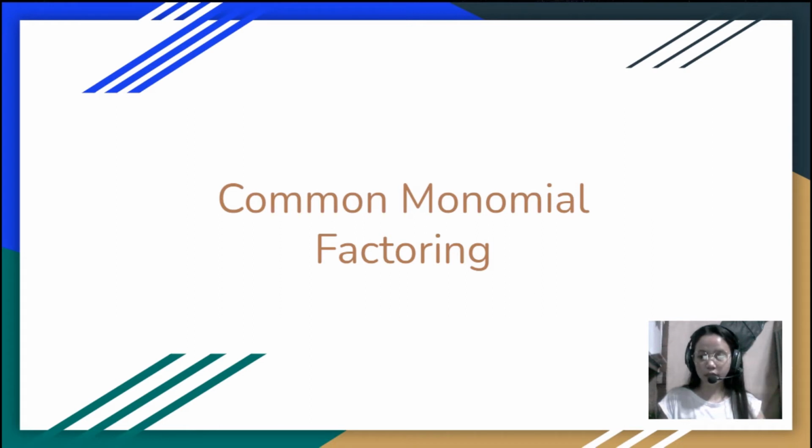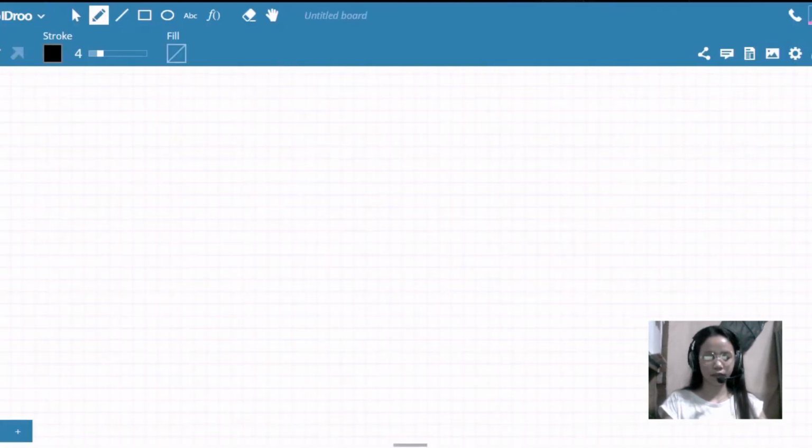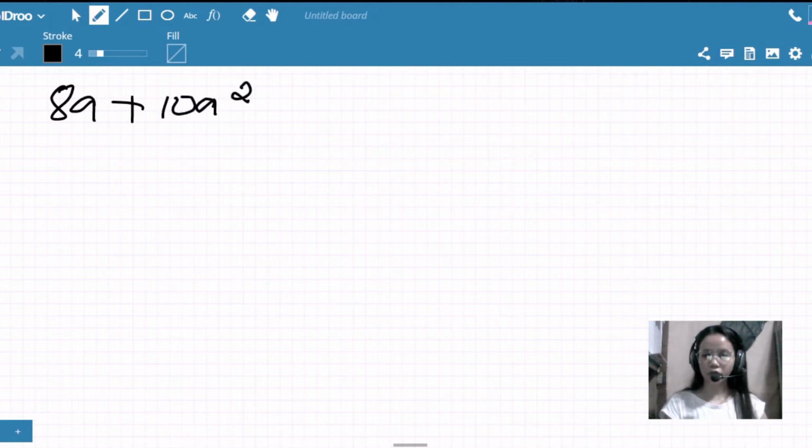Okay, so let's do that using this first example. We have 8a plus 10a squared. Now, if you're having a hard time identifying the GCF between the terms, you can use this long method, which we call prime factorization, wherein you are finding out the prime factors of the terms of your expression.